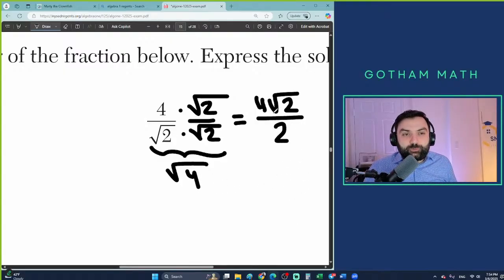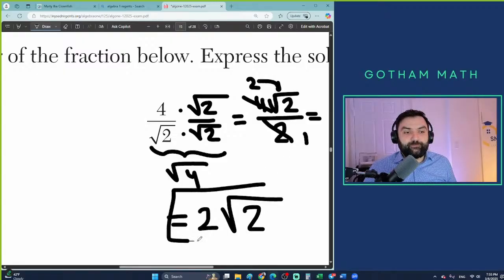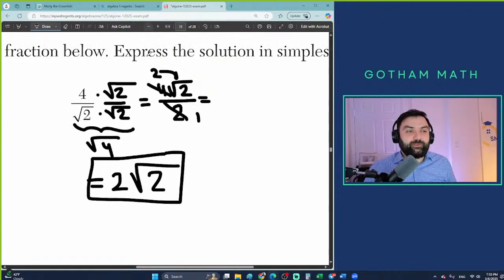And now we can reduce 4 and 2 by 2, by just dividing them, simplifying. So it's going to be no fraction anymore. On the top we have 2, and then square root of 2 next to it. This is it. That's the answer. There is nothing more, nothing less. Just multiply top and bottom by square root of 2 and get rid of the square root in the denominator. That's it.